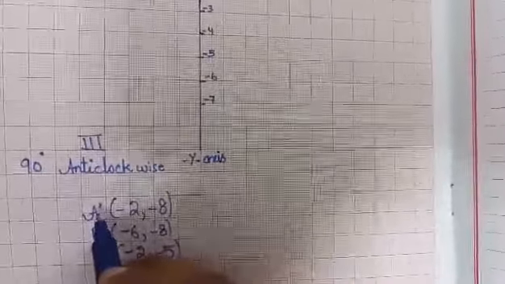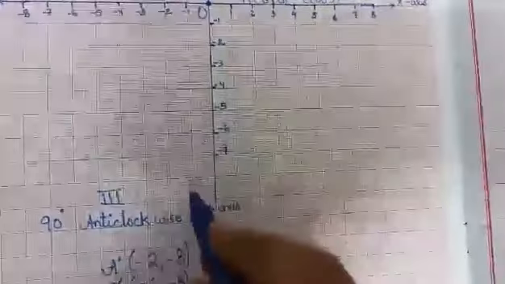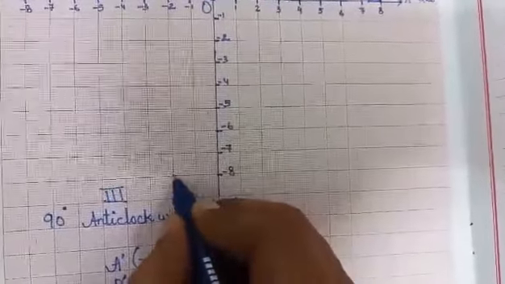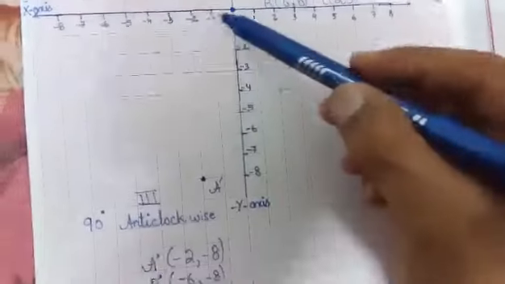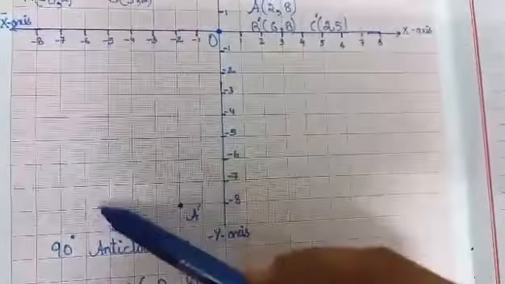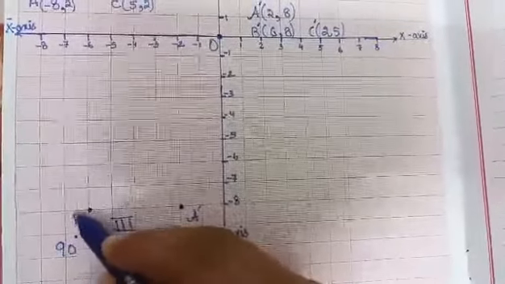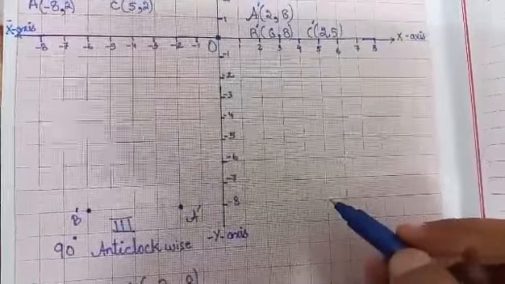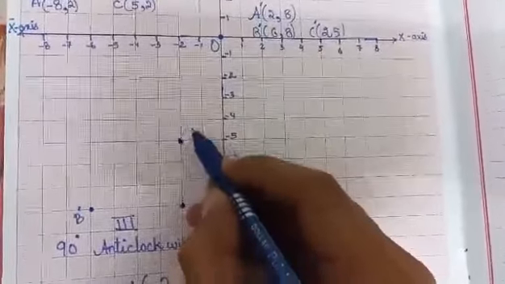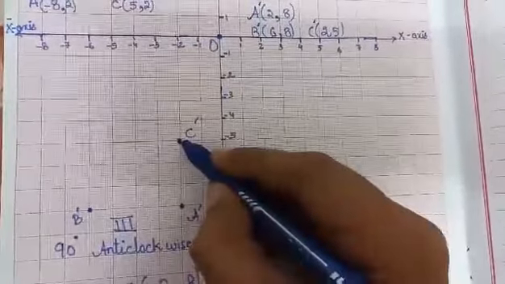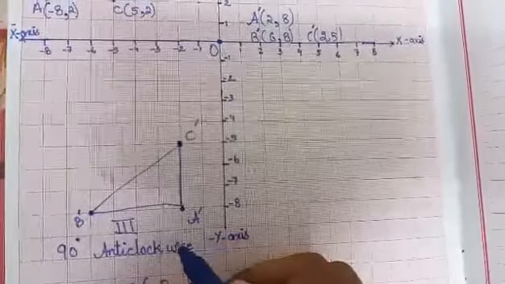Plotting these points, A prime, -2 on the x-axis and -8 on the y-axis, comes up over here. B prime is -6 and -8, so -6 and -8 comes up over here. And C prime is going to be -2 and -5. Now joining these points, the shape is rotated 90 degrees anti-clockwise.